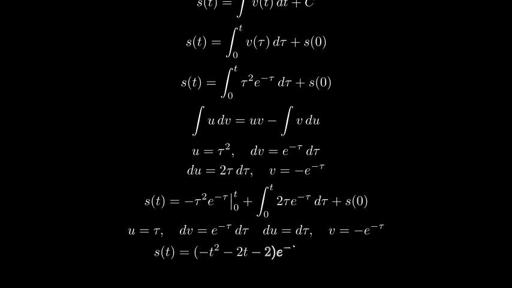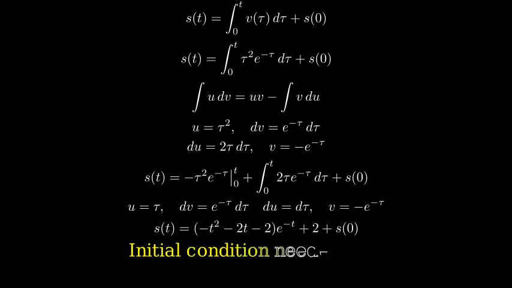After completing the integration and evaluating from 0 to t, our final position function is s of t equals negative t squared, e to the negative t minus 2te to the negative t minus 2e to the negative t plus 2 plus s of 0. To completely determine the position function, we need to know the initial position s of 0. This would be given as part of the initial conditions of the problem.